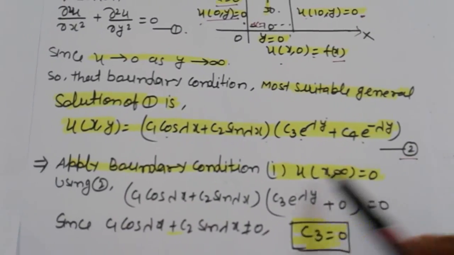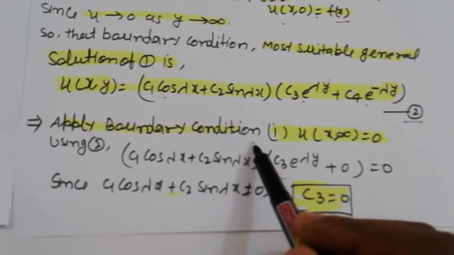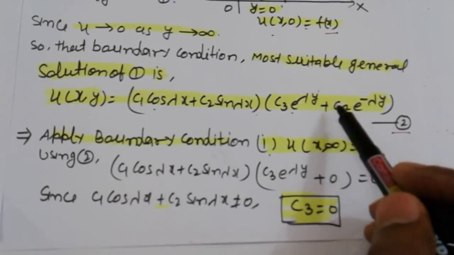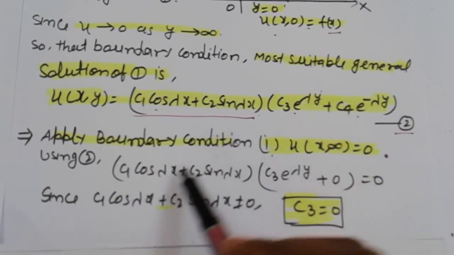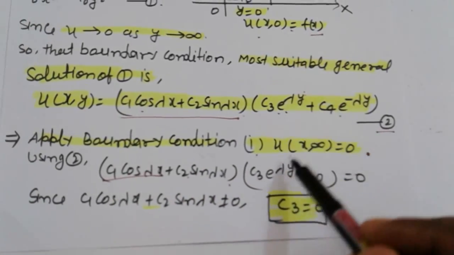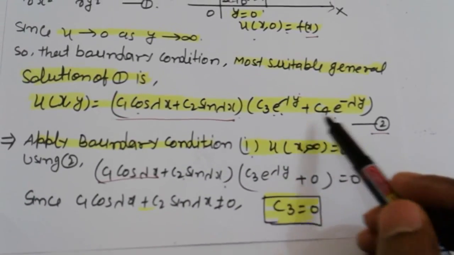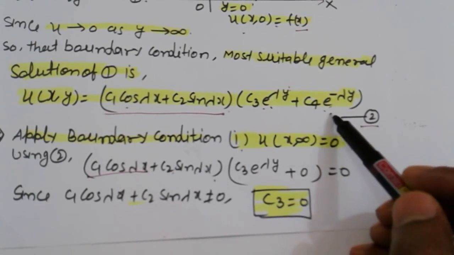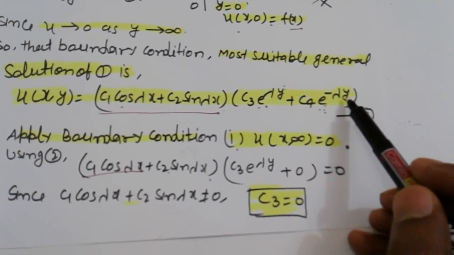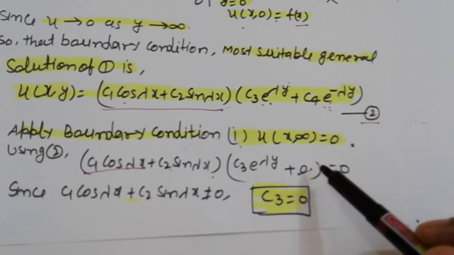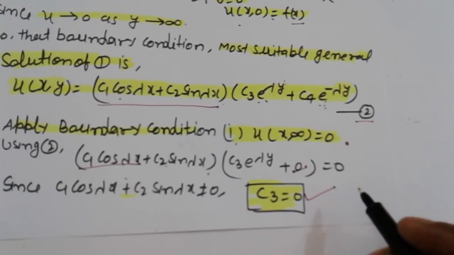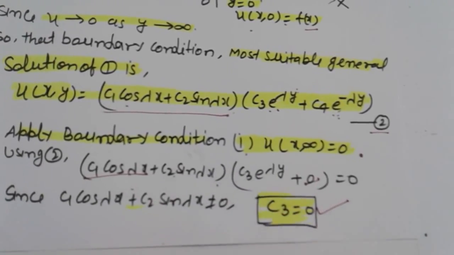This is equation number 2. So now apply the boundary conditions. One: u(x, infinity) equal to 0. Now equation 2 becomes u = (c1 cos λx + c2 sin λx)(c3 e^(λy) + c4 / e^(λy)). Now put the value y = infinity, so we get that term 0. Simplify this and we get c3 equal to 0. The first constant c3 is 0.